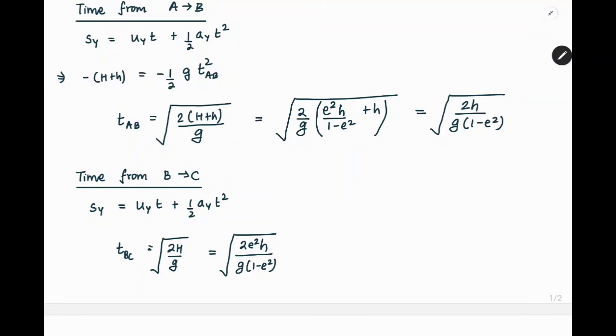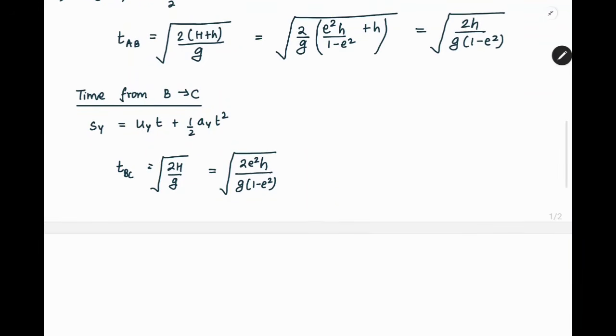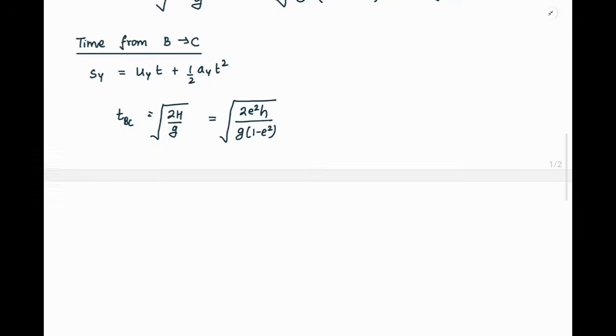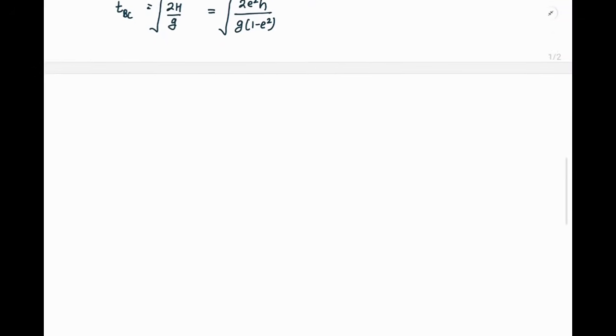So this is the expression for t from B to C, and now if we calculate the total time for which the particle was in air between two successive bounces, the total time t between two successive bounces is equal to time from A to B plus time from B to C. If we add them together, we get 2h upon g(1 minus e squared) times (1 plus e), all in a square root. So we have taken common and then we have written it like this.